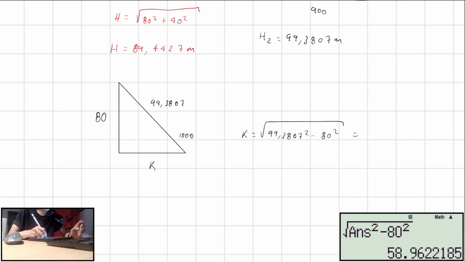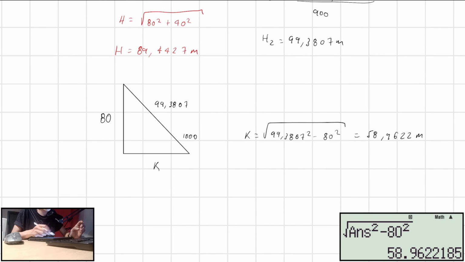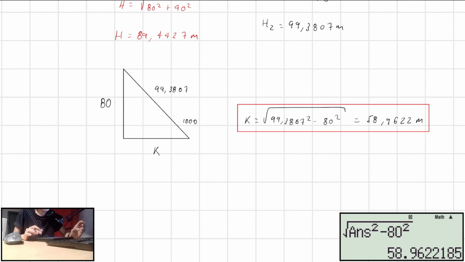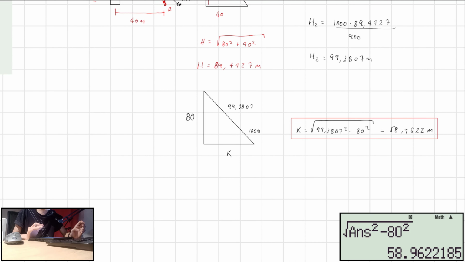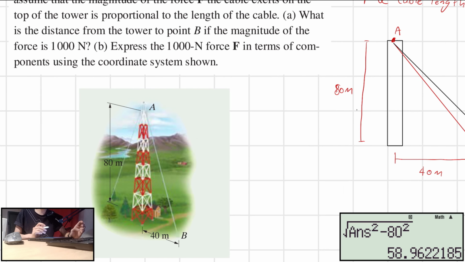So K is 58.9622. I always use 4 significant digits after the comma. And we are talking about meters, and this is the first answer for the A part of the exercise. Now, we have the distance, but the B part of the exercise is asking to express the 1000 Newton force in terms of components.